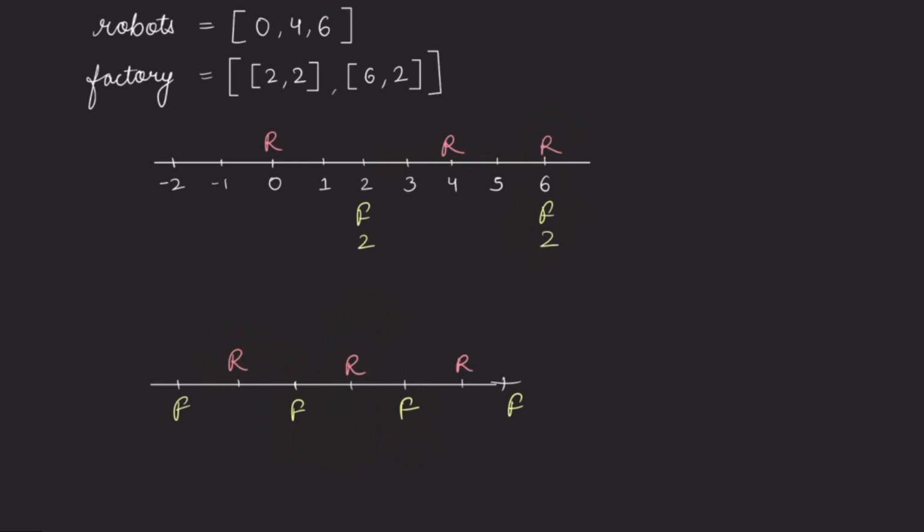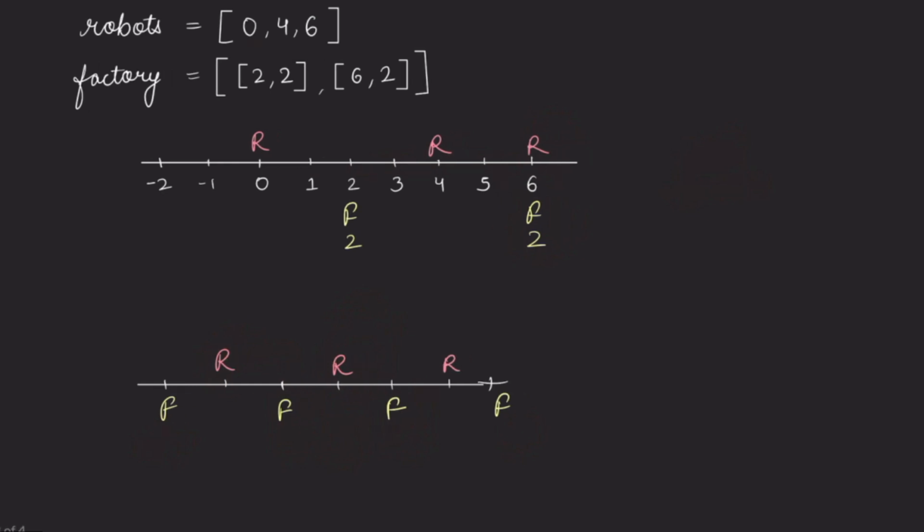So one thing that is for sure is that we need to get our robot repaired with the nearest factory possible so that we can minimize the total distance traveled, right? We will not repair this robot with this particular factory or this particular factory, right? Because those are farther away from this robot, right?